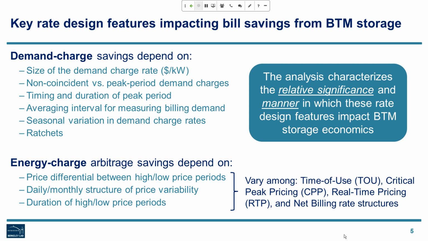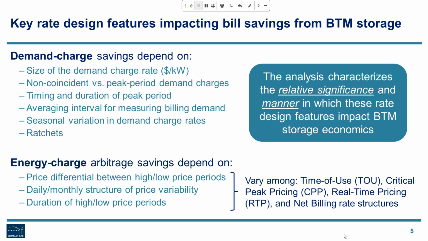The second rate design feature we're looking at is the energy charge arbitrage value from storage. Basically, this is the bill savings created by charging the storage during lower price periods and using it to offset grid purchases during higher price periods. So clearly, the value of these savings is going to depend on the price differential between the high and low price periods, as well as the daily, monthly structure of price variability and the duration of the high and low price periods.